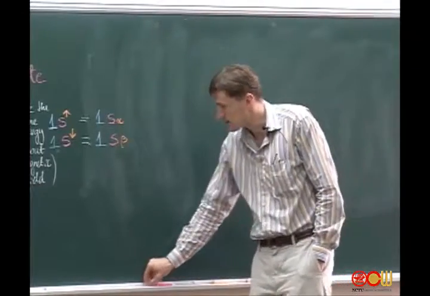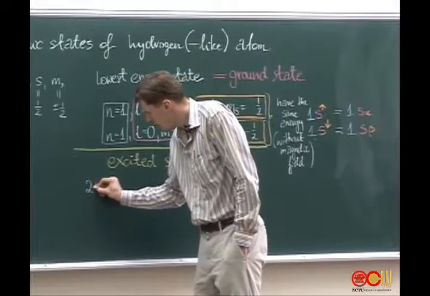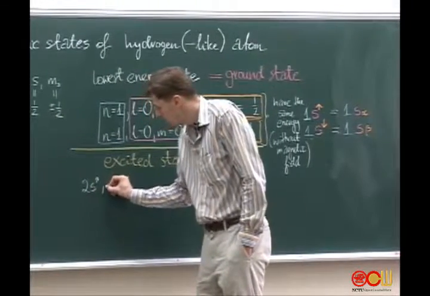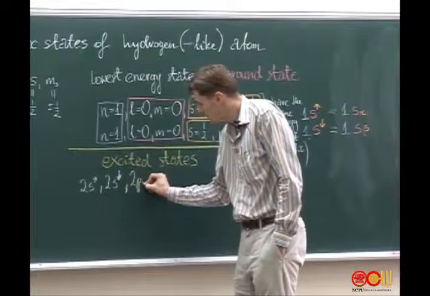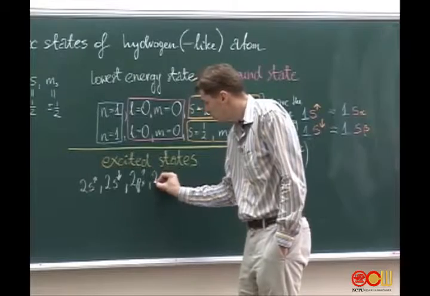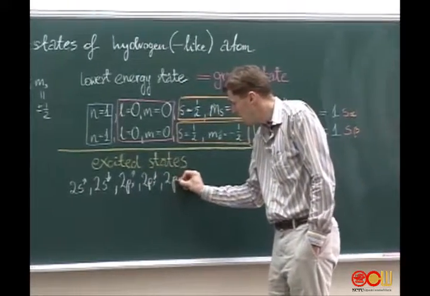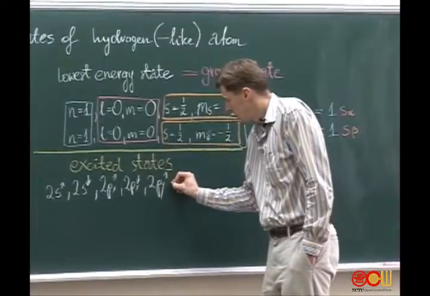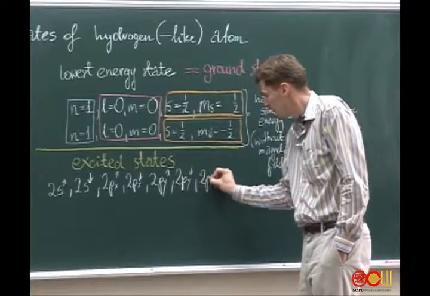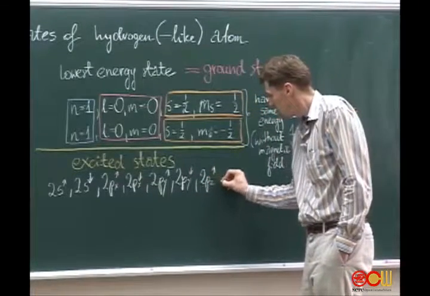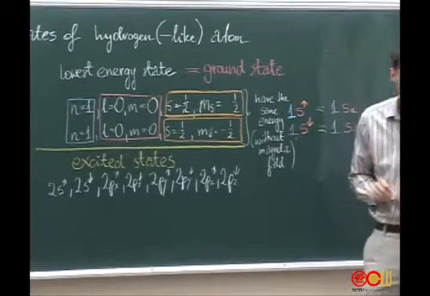So what are the excited states? The lowest excited states would be 2s arrow up, 2s arrow down, 2px arrow up, 2px arrow down, 2py up, 2py down, 2pz up, 2pz down. These are the 8 lowest.